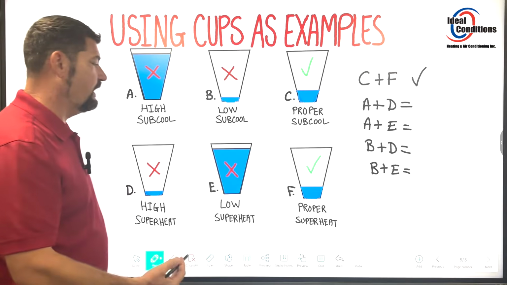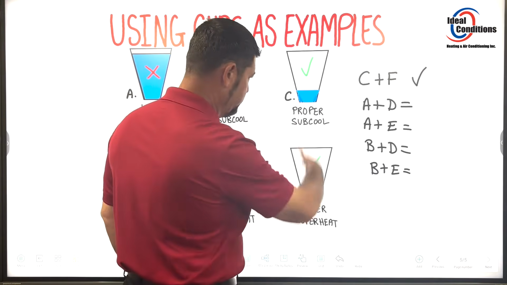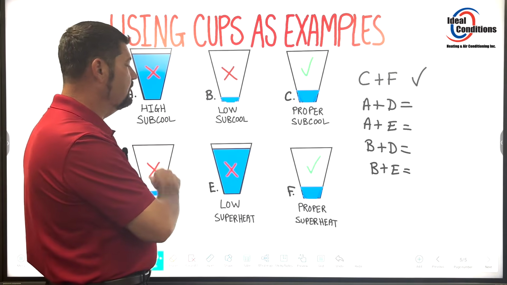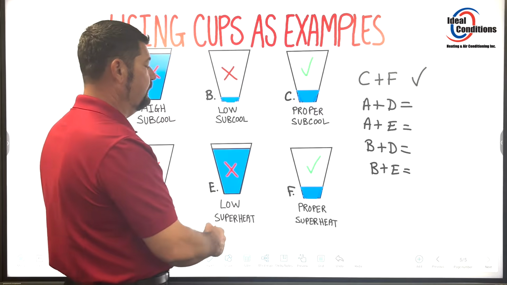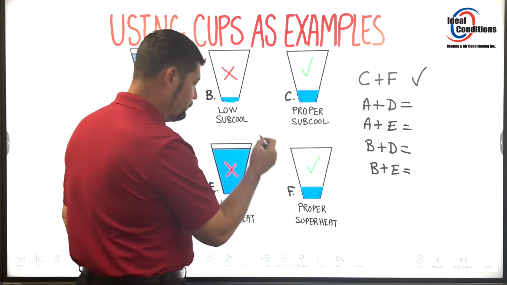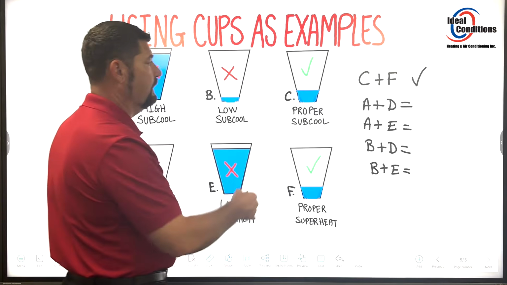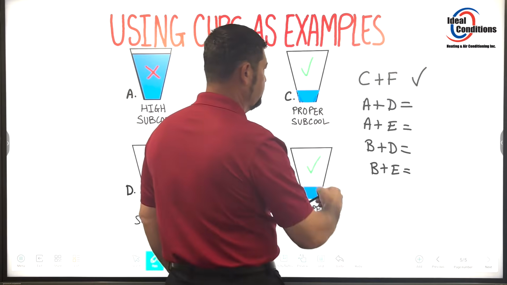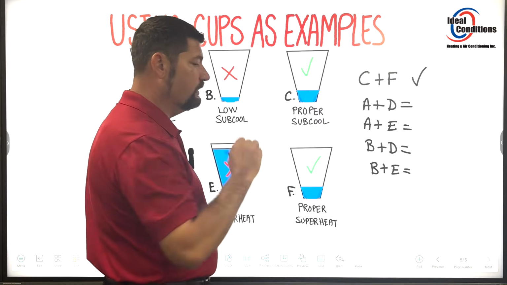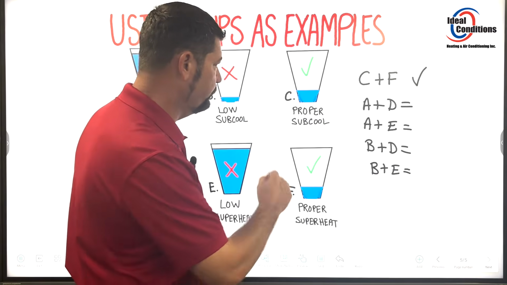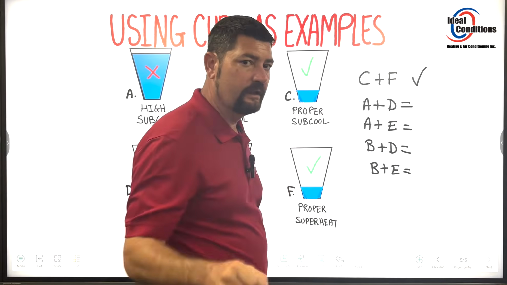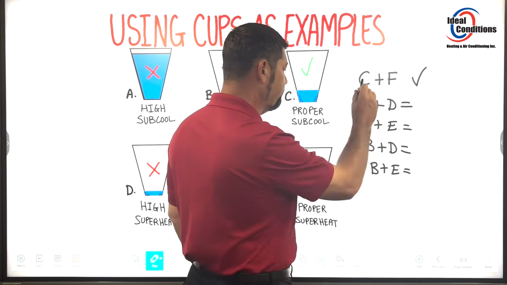We know C plus F is good to go. And if C was matched with D or E, then something does not add up. If A or B were ever matched with F, then something does not add up. What you're trying to achieve is proper subcool and proper superheat. So you're looking for C plus F. That's how you have to make this. But something is in your way of making that possible.